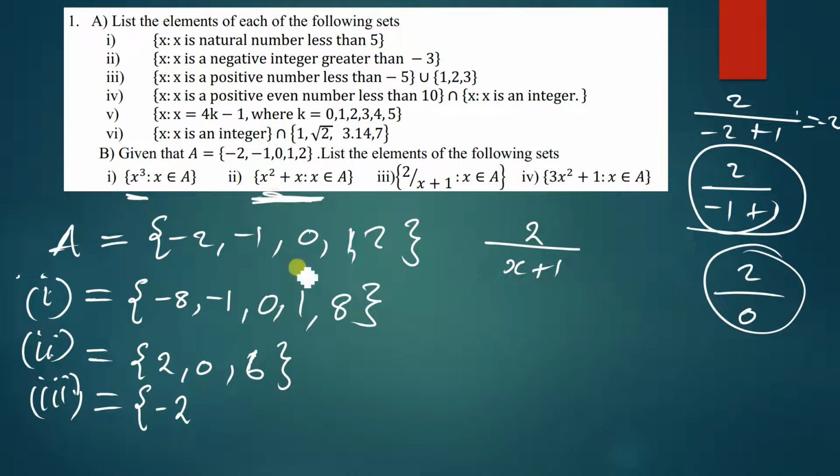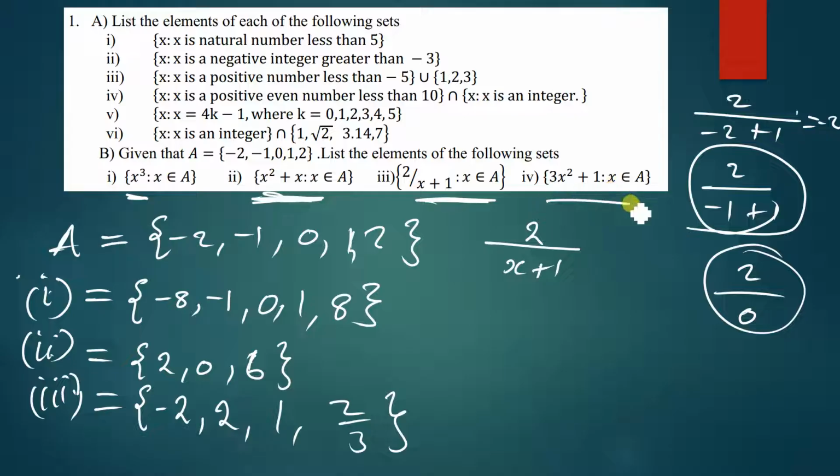Then we move on to 0. When we put 0 there's x there, the solution will be 2 because we have 0 plus 1, that's 1. 2 over 1, that's 2. So I'll write my 2 there. And then when you put 1, you have 1 plus 1, 2. 2 over 2, it's 1. When you put 2, you have 2 over 2 plus 1, that's 2 over 3. So this is the solution set for this given expression there.